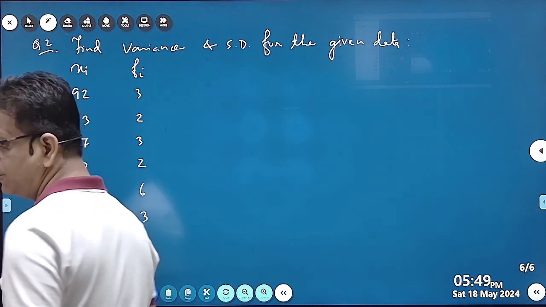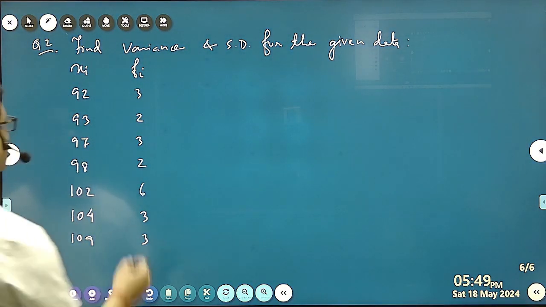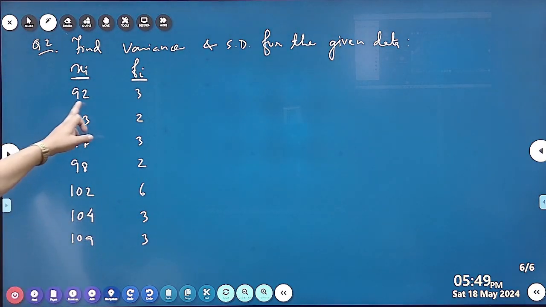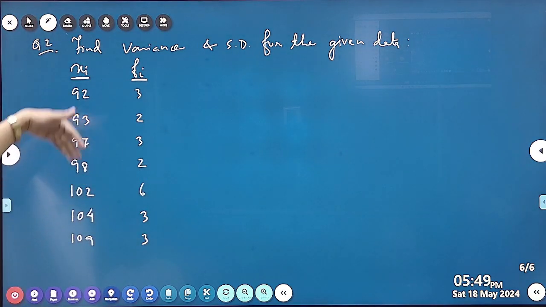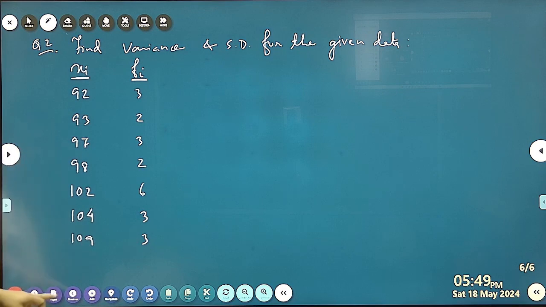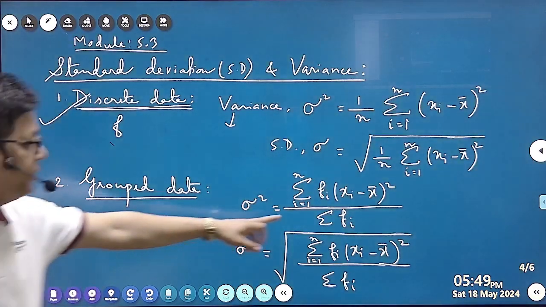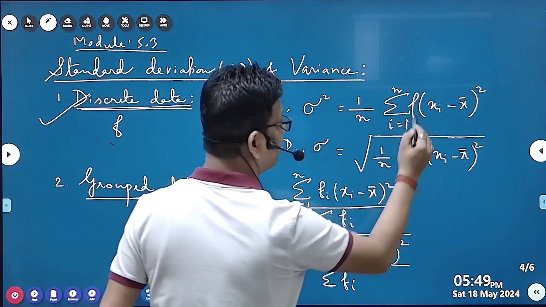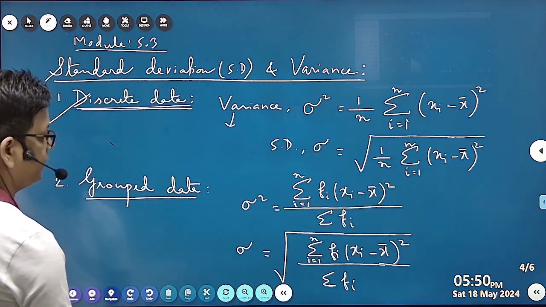Now, the data is not in groups, it is individual data, but there are frequencies. That means this 92 is there how many times? 3 times. 93 there 2 times. So like that, frequency wise it is there. Now, this is the formula having frequencies. It is the same thing, xi minus everything is the same as what you have done, but that fi will be coming here. Yes or no? And the total will be summation of fi.